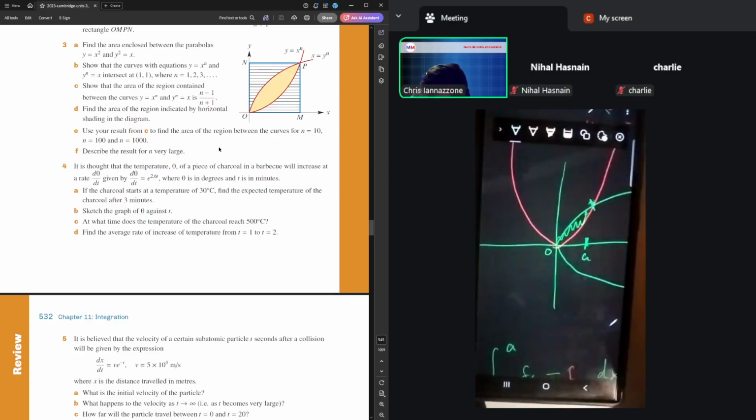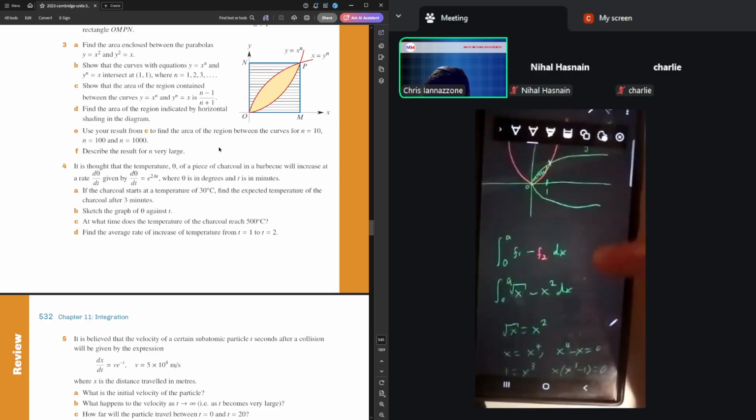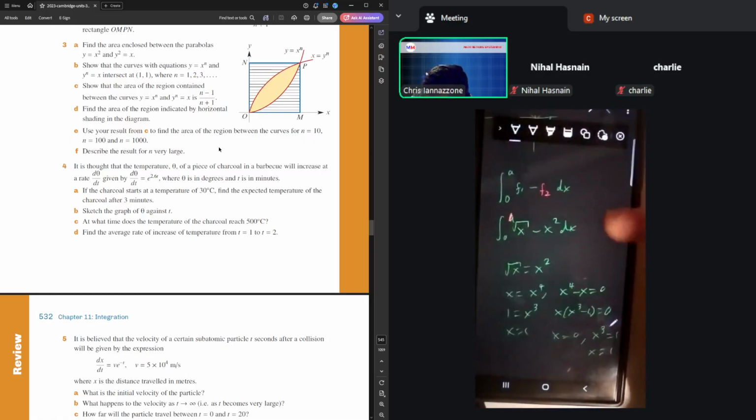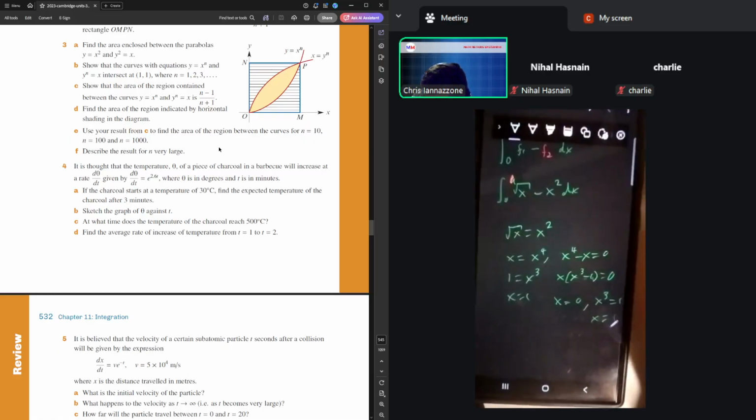Which makes sense with what we had, right? We knew they were going to intersect at the origin, and in this case, we figured out that a is 1. So with that in mind, we replace a with 1, and we're just going to do our antiderivative and definite integral from there.